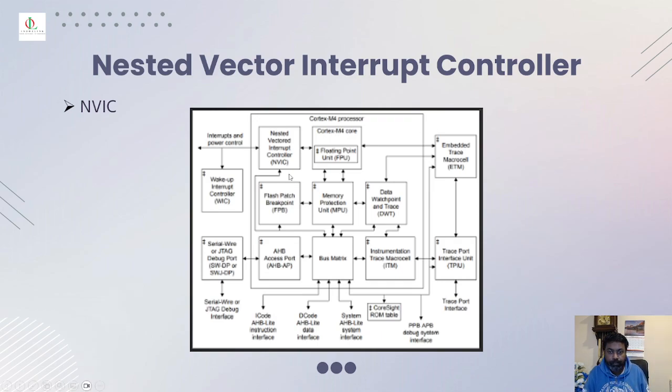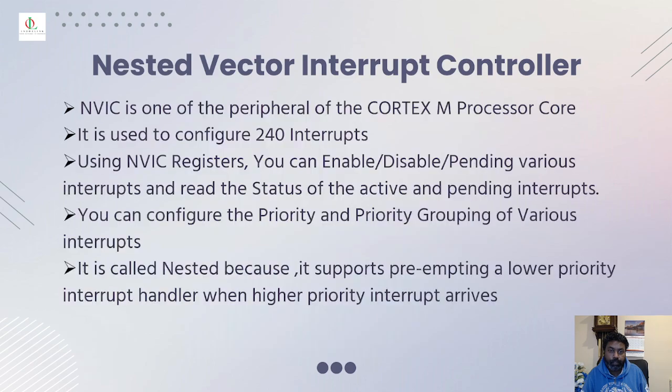And these are all set from the ARM Cortex M4 processor cores, so the NVIC directly interfaces with that. As you can see, NVIC is one of the peripherals of the Cortex M processor core. It is used to configure 240 interrupts. Using these registers, you can enable or disable, or you can do pending interrupts and read the status of whether it's an active or a pending interrupt.